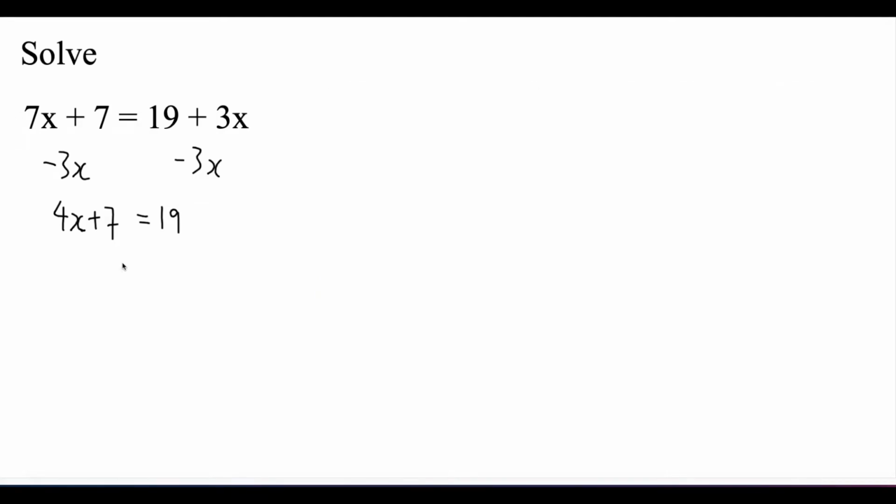Alright, and in the next step, we try to make sure that there's only a number on one of the sides of the equation. So at the moment, you have a number on the left hand side and on the right hand side. We want to make sure that there's a number only on the right hand side. Okay, so we can do this by taking away 7 from both sides. Okay, so once we do this, we are left with 4x is equal to 12.